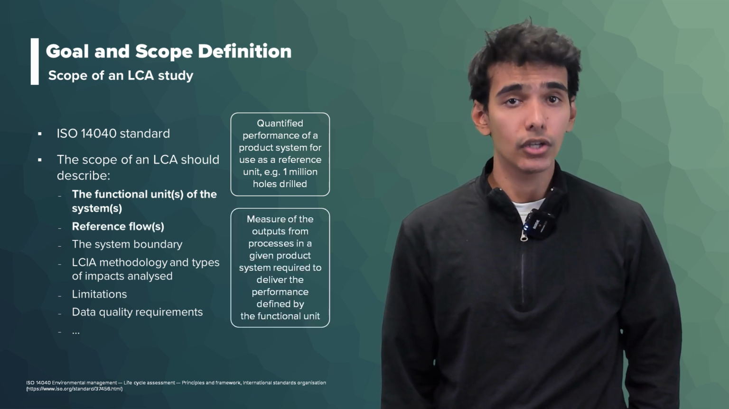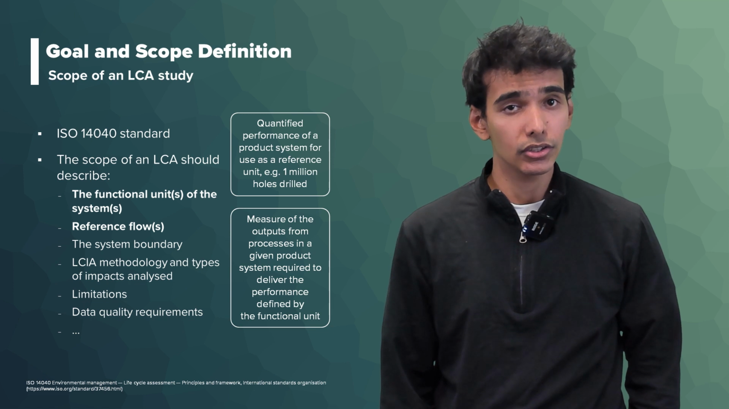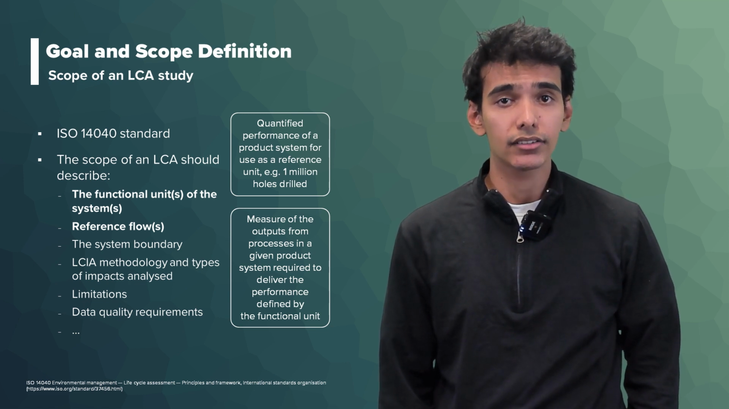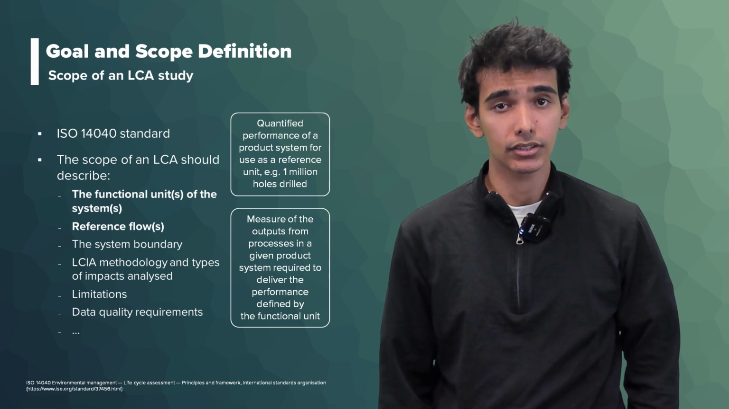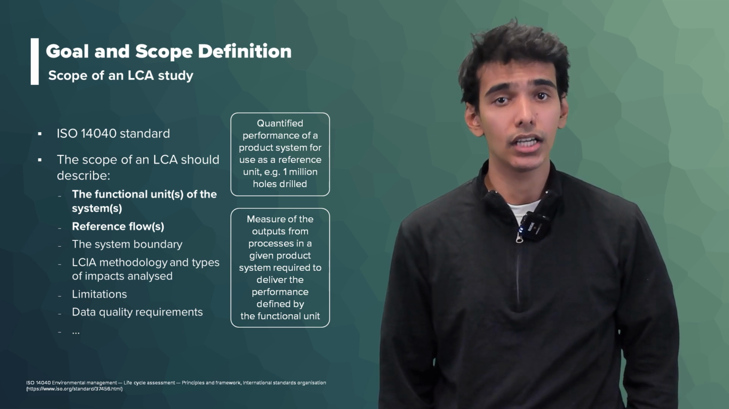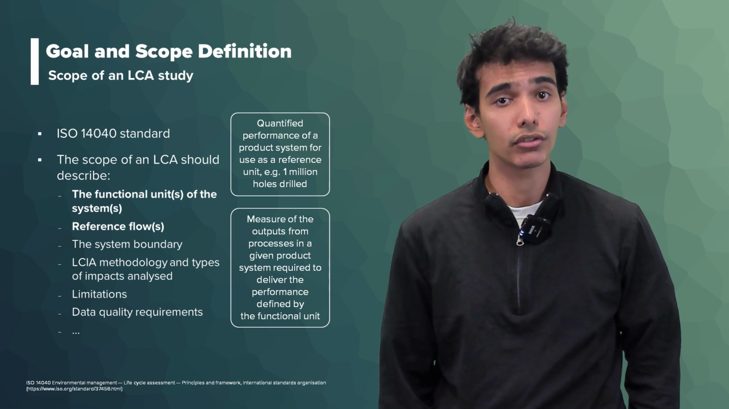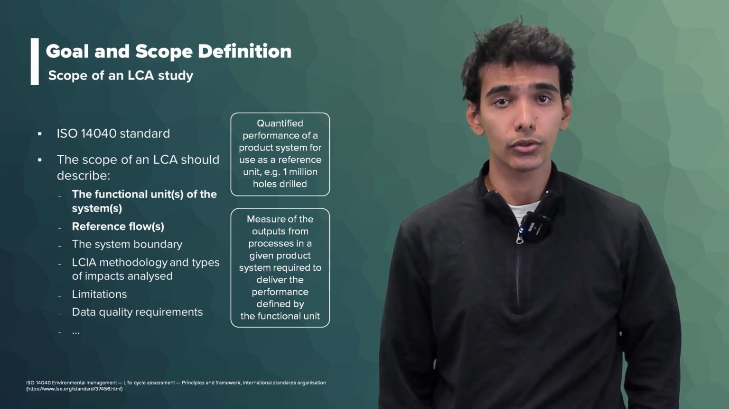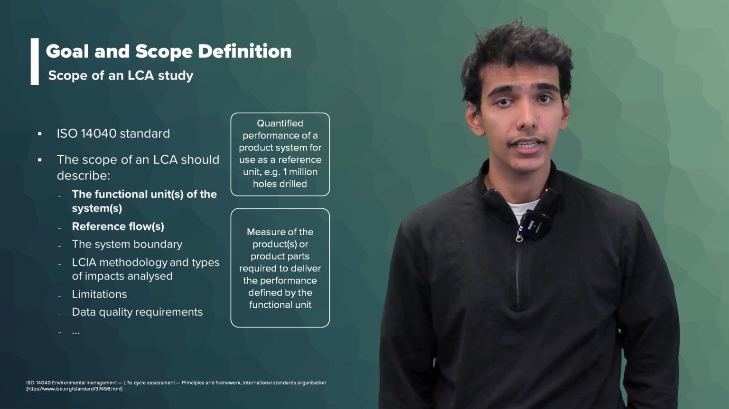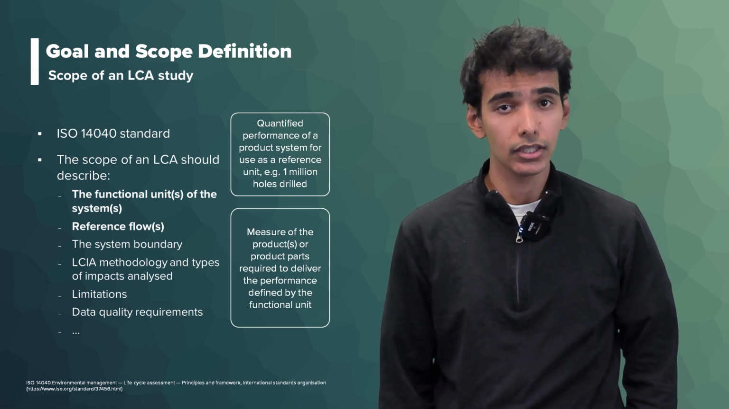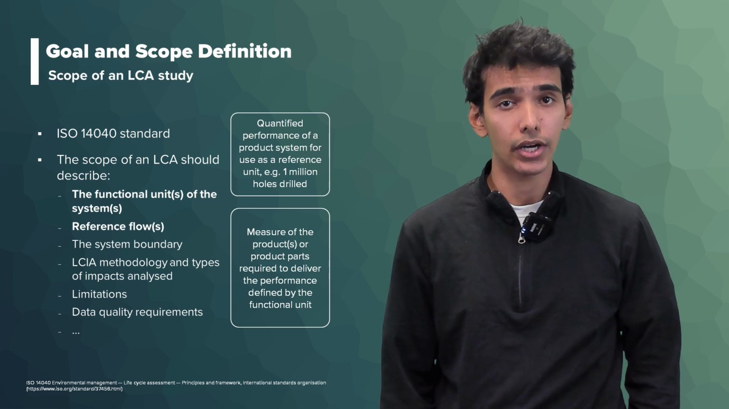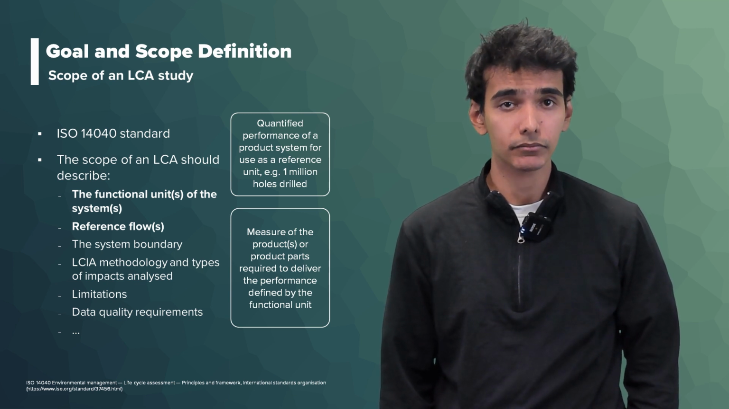A reference flow is highly related to a functional unit, and to be defined, this is a measure of the outputs from processes in the given product system that are required to deliver the performance defined by your functional unit. So to put it in other words, it's a measure of the products or product parts required to deliver the performance required by your functional unit.